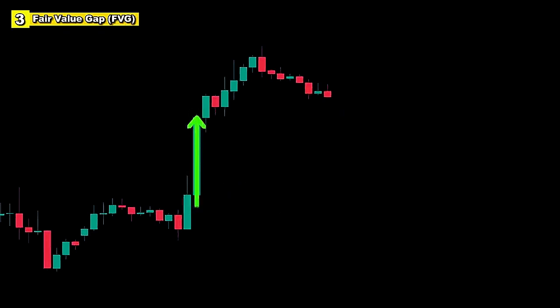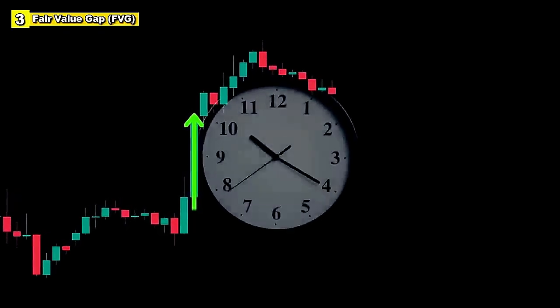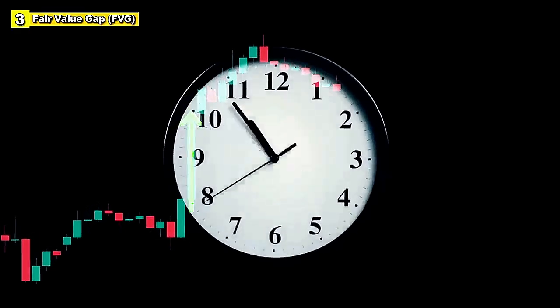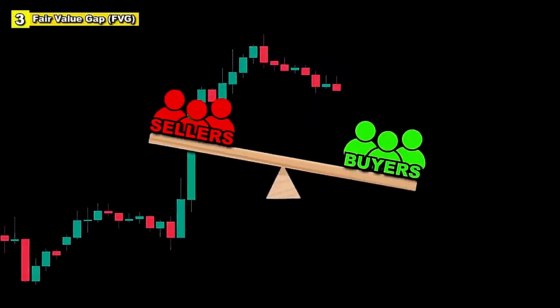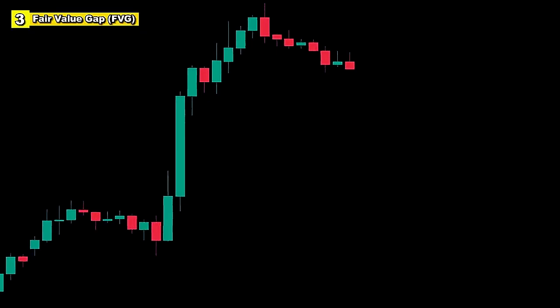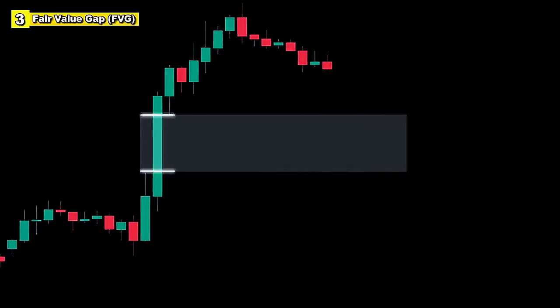The price moved up so quickly that it actually didn't give sellers enough time to counteract the movement, creating an imbalance in the market. Markets have a higher tendency to eventually revisit these gaps as price seeks equilibrium. We utilize these gaps as critical zones of interest, anticipating potential reactions when price returns to these areas.